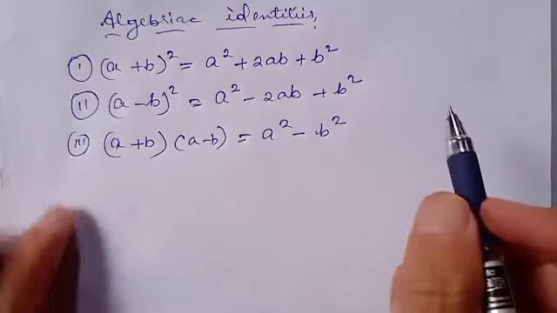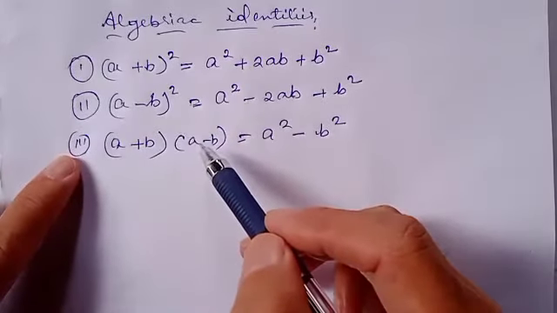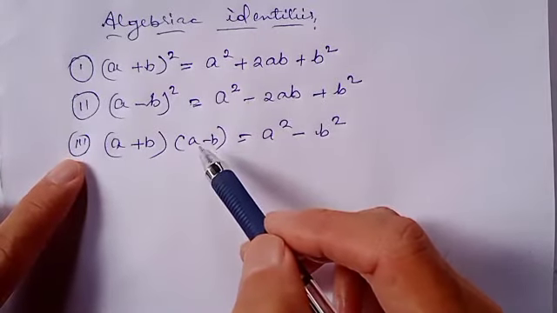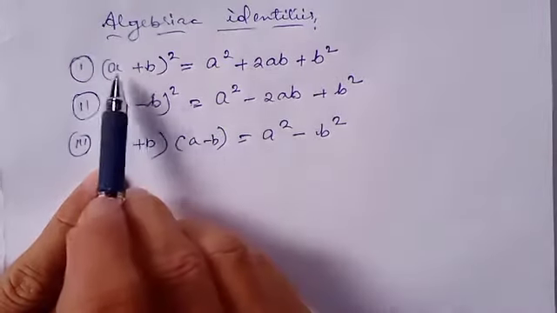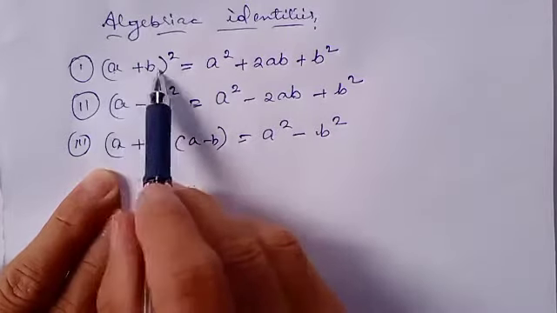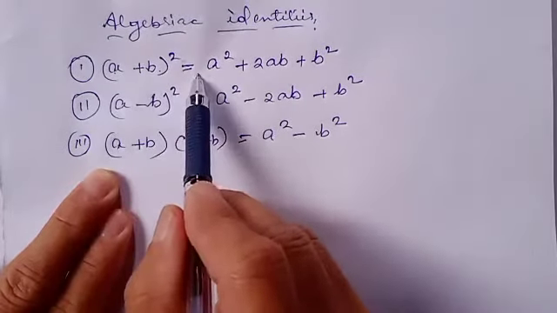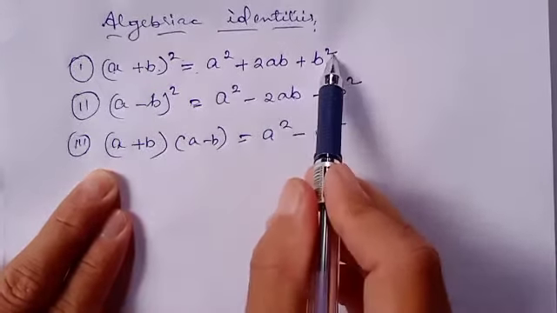Okay, these are the 3 important algebraic identities which will help you in class 9 and 10. So please don't forget it. Okay, great. First algebraic identity can be written as a plus b the whole square is equal to a square plus 2ab plus b square.